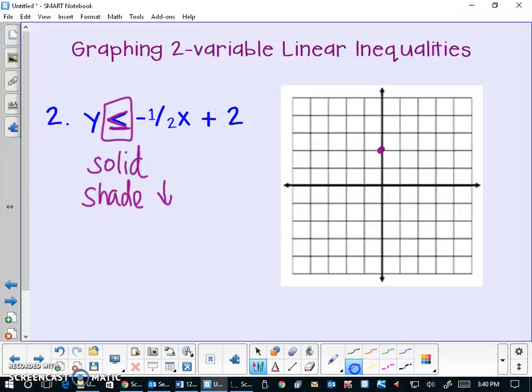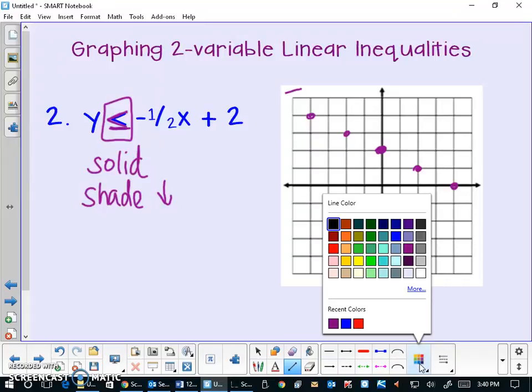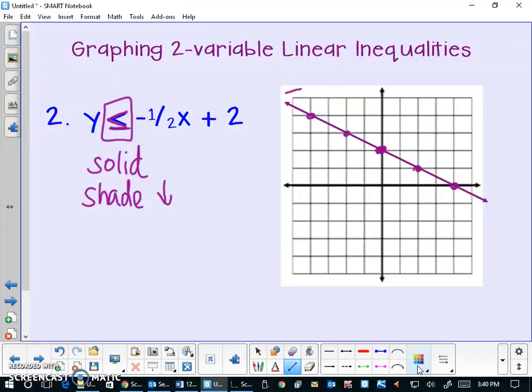Your y-intercept is 0, 2, and then your slope is -1 over 2. So I'm going to go down 1, right 2, down 1, right 2, or up 1, left 2, up 1, left 2. It is a solid line. So we have a solid line, and then we are going to shade down. So I'm going to shade down the y-axis, so it's everything below the line.